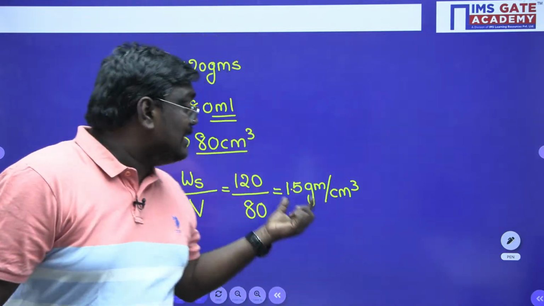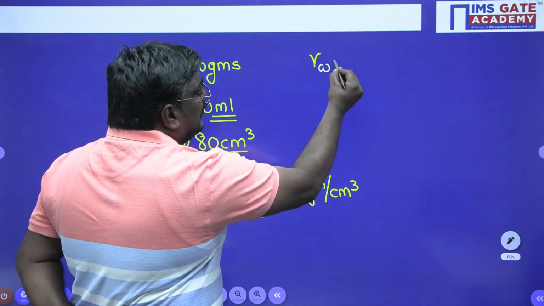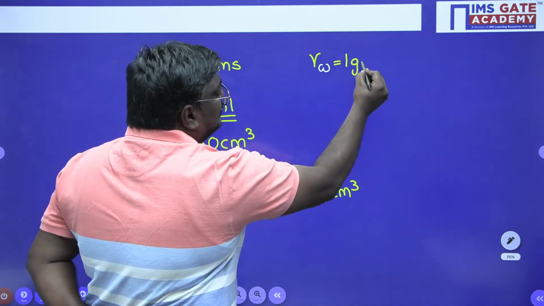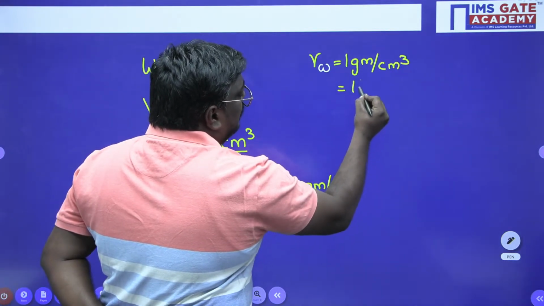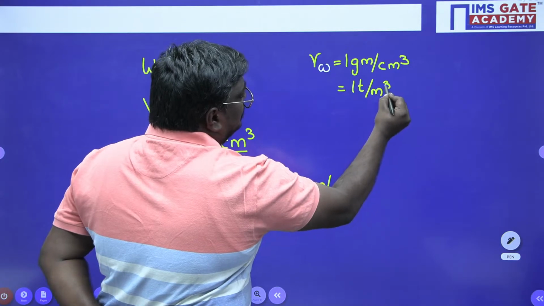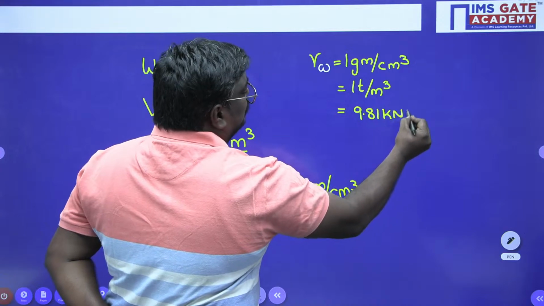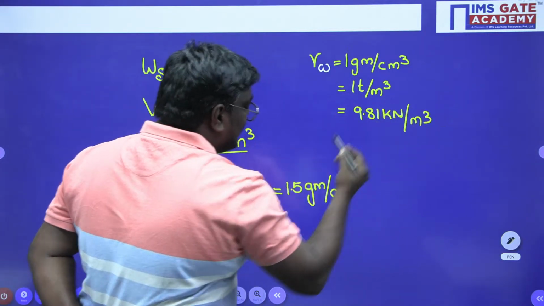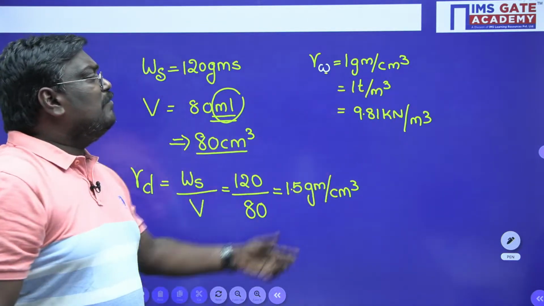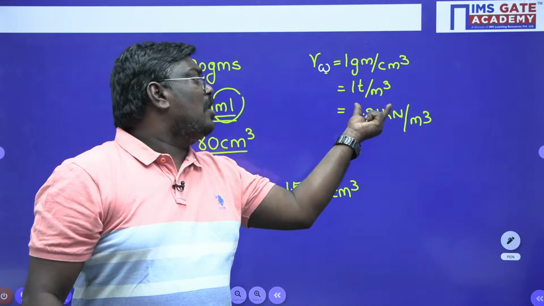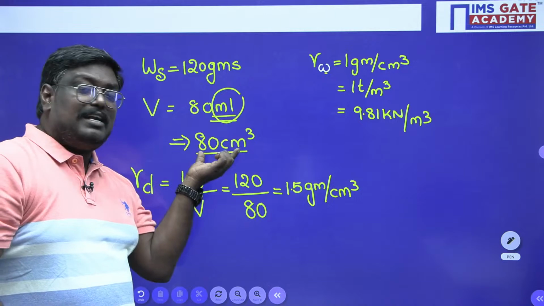Why I have taken gram per centimeter cube is, remember my dear students, the unit weight of water is 1 gram per centimeter cube, or it can be taken as 1 ton per meter cube, or it can be taken as 9.81 kilonewton per meter cube. Students, here they have given the units gram and ml, but for gamma W we know the units in gram per centimeter cube or ton per meter cube. That is the reason I have converted ml into centimeter cube.